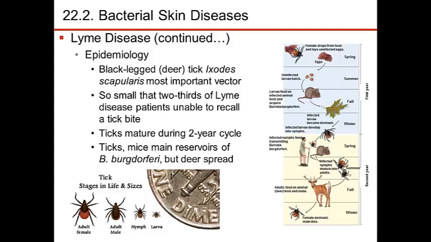For Ixodes scapularis in the northeastern United States, the white-footed mouse and certain other rodents are the preferred hosts of the immature larvae and the nymphs. It is the tiny nymphal stage tick that is primarily responsible for the transmission of the disease to humans during the early summer months.